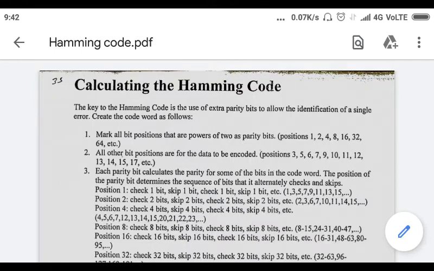Yes, good morning, students. So today we are going to see how to calculate the Hamming code. The Hamming code is one of the algorithms which people use for error detection, and even to identify and then correct the bit which has been changed. Is it clear? So we are using the Hamming code for both error detection and error correction purposes.